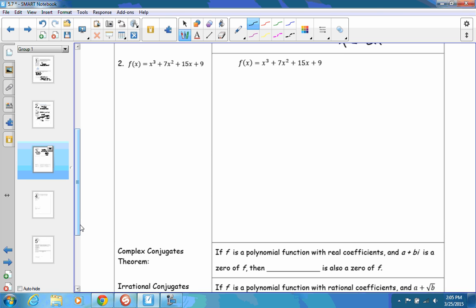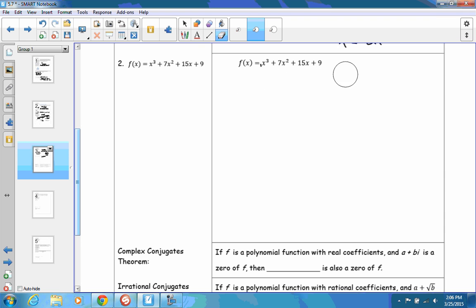Alright, so the next one. 4 terms. So what do I probably want to try first? Factor by grouping. What can I pull out of this first guy? X squared. I could also pull out just an x if I wanted. That leaves me with x plus 7. There's no way I'm getting a 7 out of 9. I can pull a 3, but that would leave me with 3 times x plus 3. I'm not going to get x plus 7, and that's what I want.